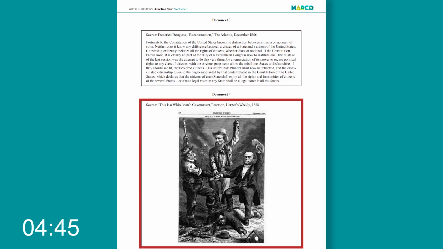Okay, and then I have this cartoon, which is horrendous. 3 people with their feet on top of an African-American man, 1868. It's titled, "This is a White Man's Government." So, okay, it's a political cartoon showing white supremacy in government.